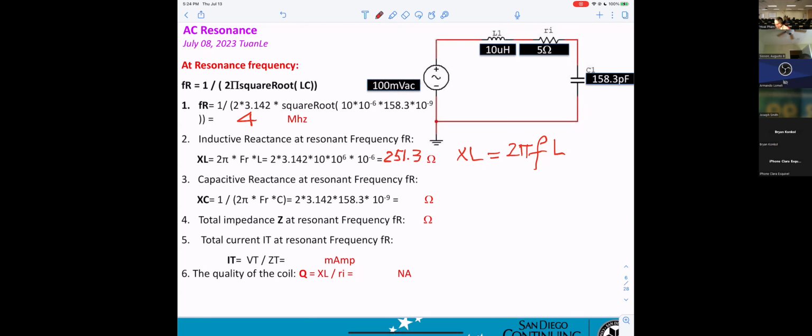And now you already know XC and XL at resonance, so F, C, and they will be equal. So you don't have to do calculation. Actually, they still do 51 and 3.